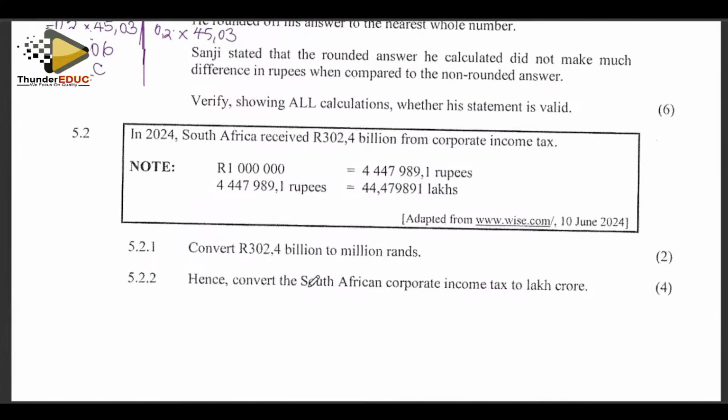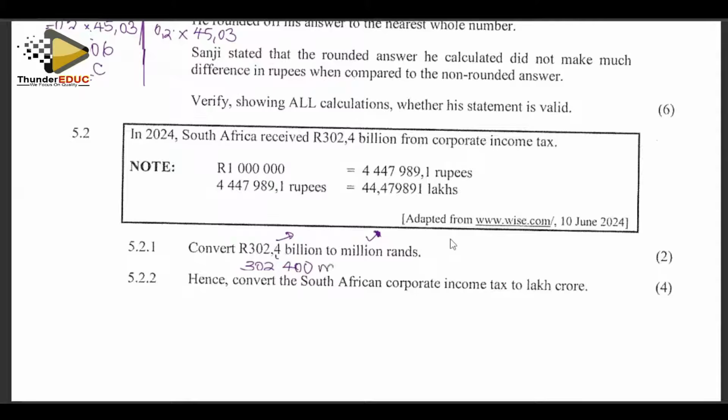Okay. We look at question number 2. In 2024, South Africa received 302.4 billion. They convert this to millions. Now remember, a billion has 9 zeros. So if these are billions and you want them to become millions, of the 9 zeros, we shall lose 3, which becomes a million. So if you lose 3, you're remaining with 4. Of the 4, you're going to lose another 1 because there's a comma here. So the answer becomes this much.